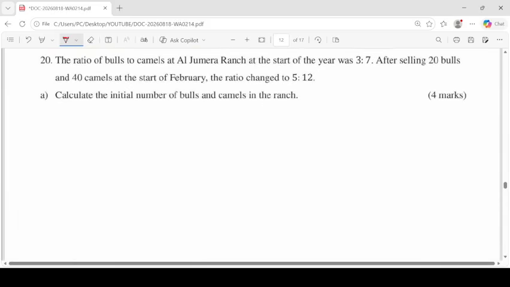Let's have a look at question number 20. The ratios of bulls to camels at Algebra Ranch at the start of the year was 3:7. After selling 20 bulls and 40 camels at the start of February, the ratio changed to 5:12. Part A, calculate the initial number of bulls and camels in the ranch. This is a simple question. You can see the ratio of bulls to camels in a ranch was 3:7.